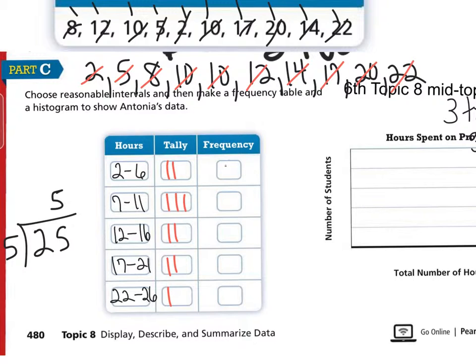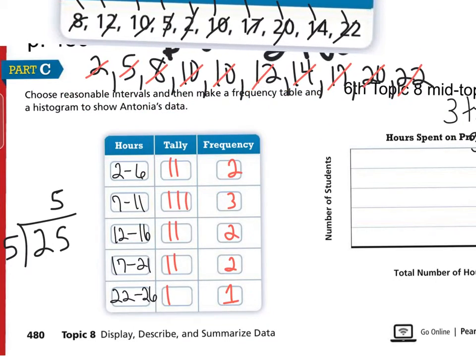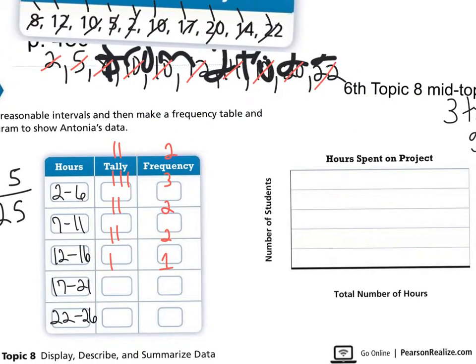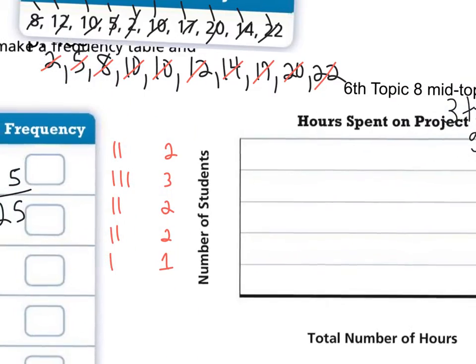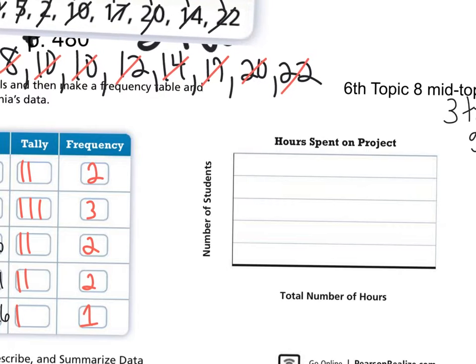And then each of the tallies, we just put how many tally marks we have as that's our frequency. And then once we get that done, we can make a histogram that goes with that then.